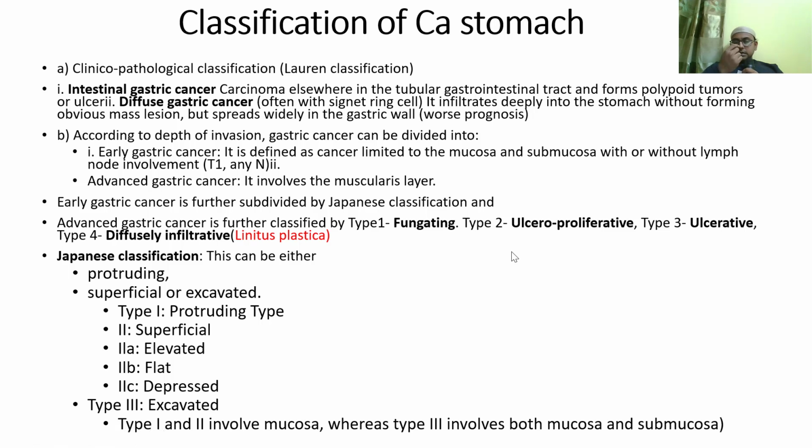Early gastric cancer is also called the Japanese classification. Here the Japanese classification has some types, that is protruding, superficial or excavated. It has superficial elevated and flat depressed. Type 3 is excavated, where type 1 and type 2 involve the mucosa, whereas type 3 involves both mucosa and submucosa.